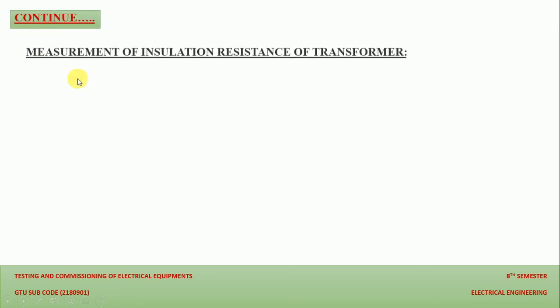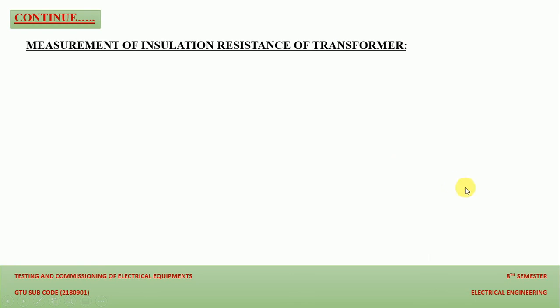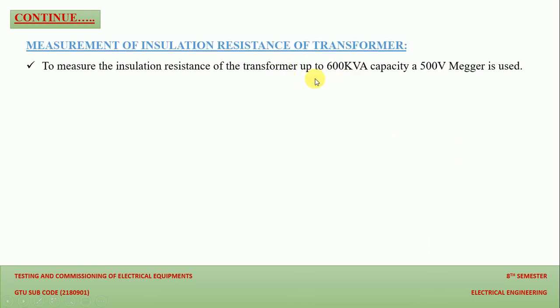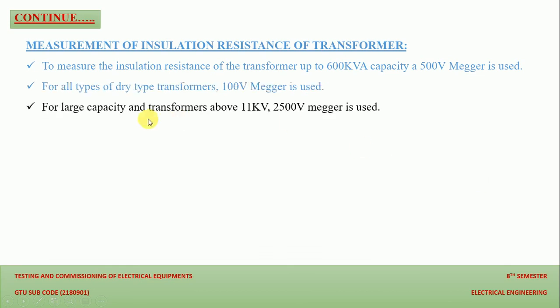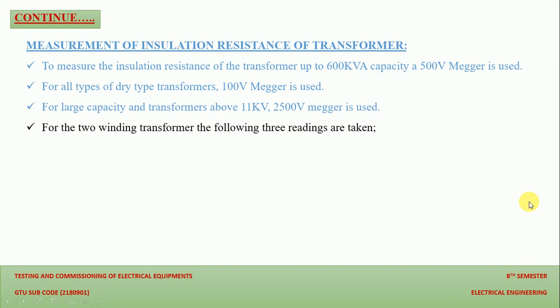Now the measurement of insulation resistance of a transformer. To measure the insulation resistance of a transformer up to 600 kVA capacity, a 500 volt megger is used. This is according to the standards that we have to follow for the particular transformer range. For dry type transformers, a 1000 volt megger is used, because there is no oil as coolant. And for large capacity transformers above 11 kV, a 2500 volt megger is used. So this is the range that we have to select for the measurement of insulation resistance using a megger.